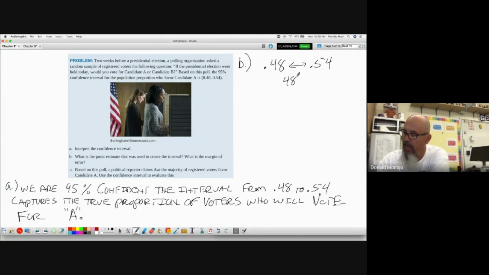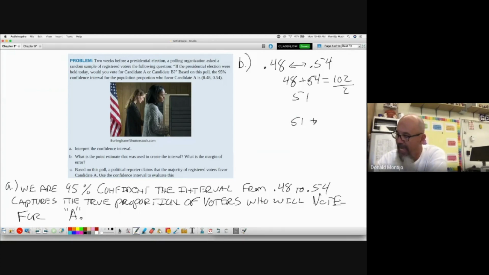Well, we could do that by finding the mean. So if I add those two together, I get 102. So 48 plus 54 equals 102. The mean of 102 is 51. So my point estimate is 51. That means that this confidence interval has 51 right in the middle. Okay? So 51 is right in the middle.